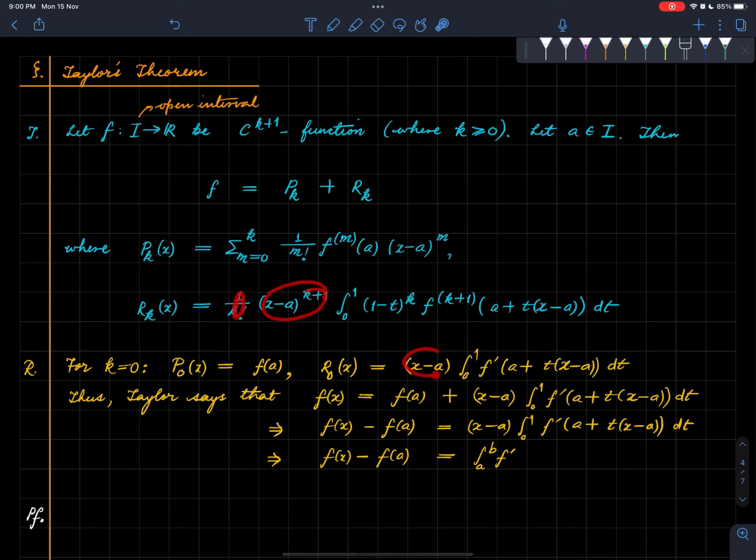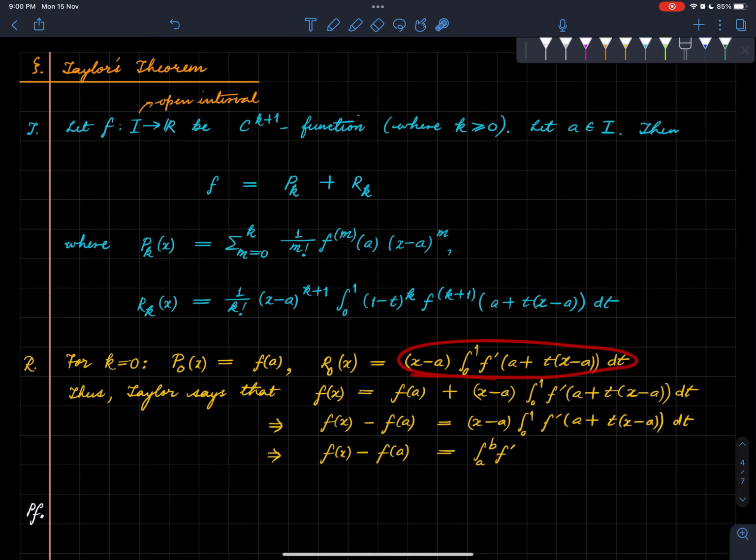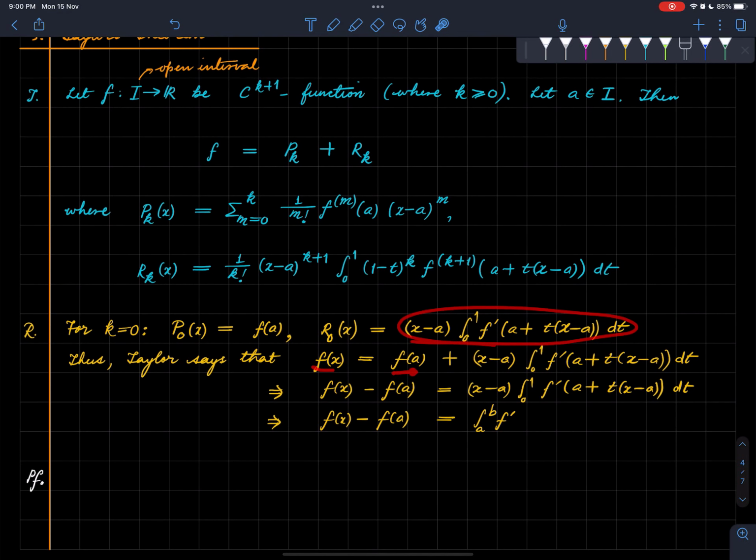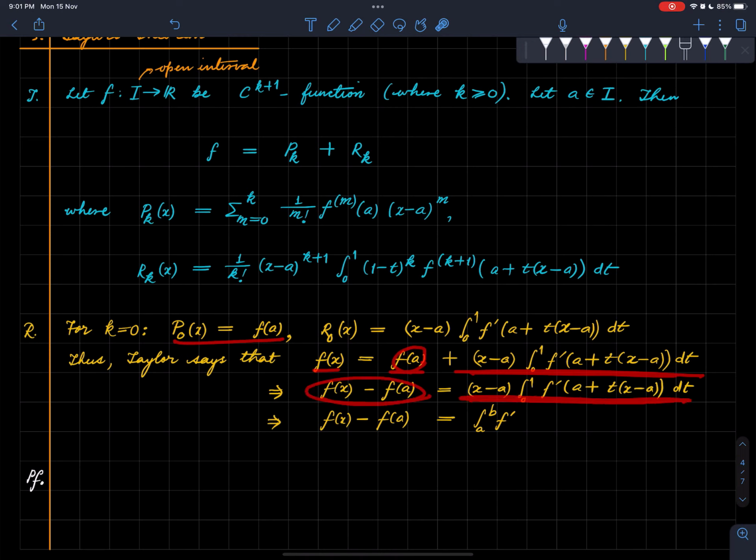This is x minus a, as I've written here. This goes away, k is equal to 0, this goes away. This is just the derivative of f, and this I have repeated as such. So we get that, and therefore f of x is p0 by the theorem. I'm using Taylor's theorem now. So p0 is f of a, so f of x is p0 plus r0. Therefore this difference is that thing.